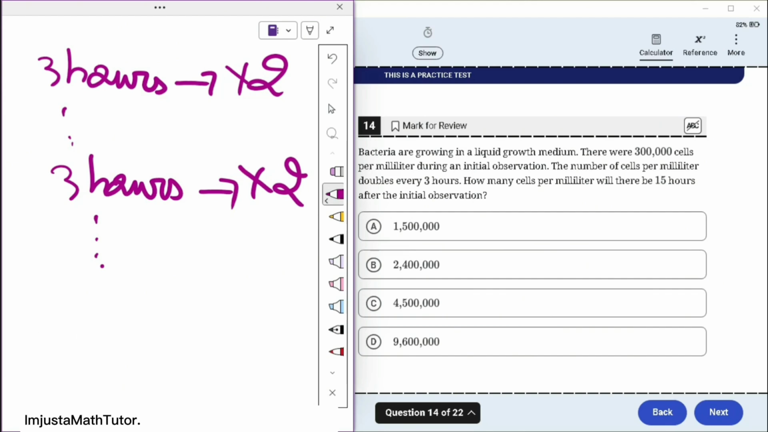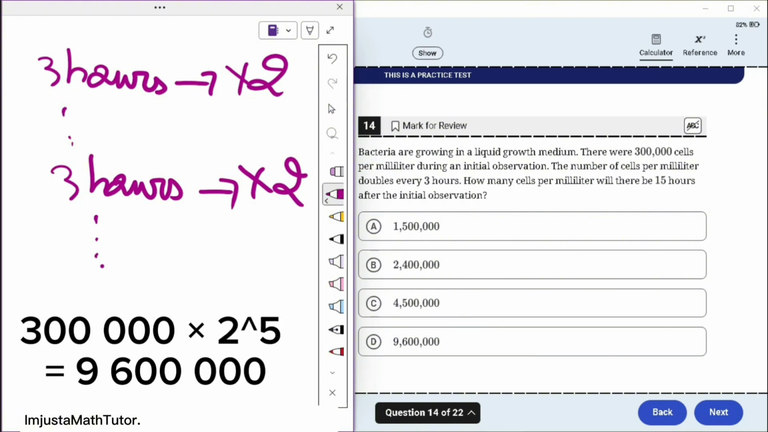Now, let's get our initial value. Then we're going to multiply it by 2 to the power of 5. We plug that into our calculator. We get this number, which is our option D.